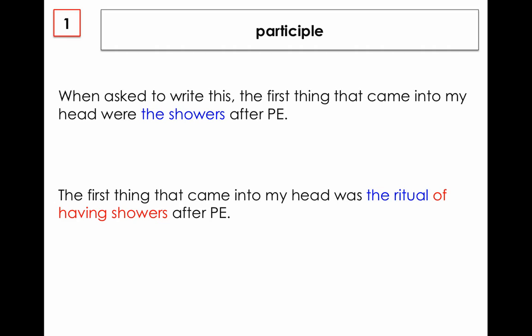In the second sentence, the phrase of having showers, notice that it's got a preposition at the front, of, the ritual of doing something or other. And then we have the participle of the verb have. And I'm using, in the second sentence, showers as the object of the verb have, to have a shower, have showers.